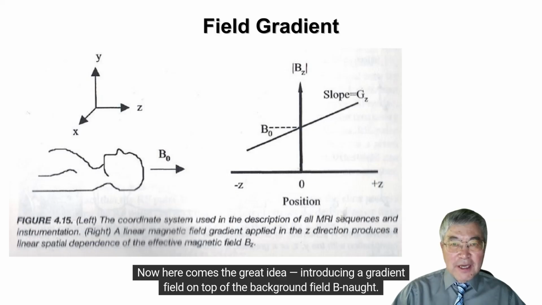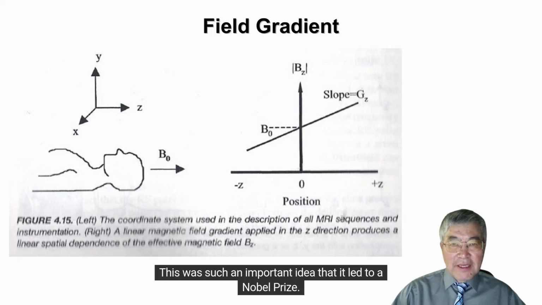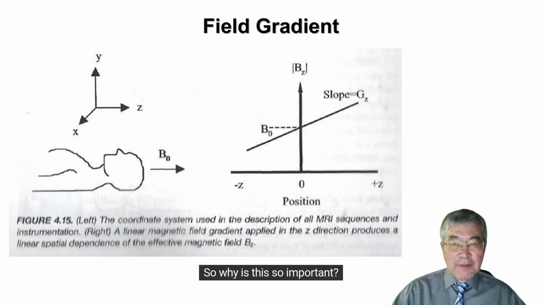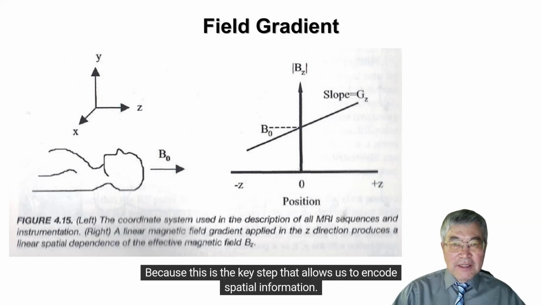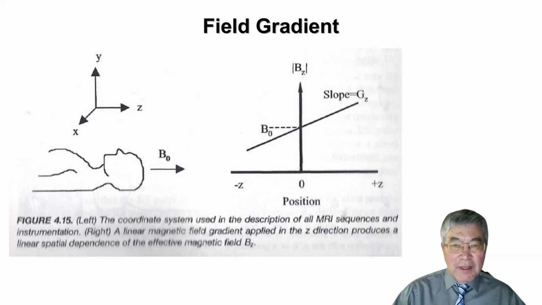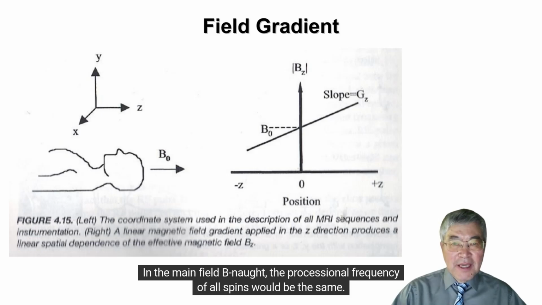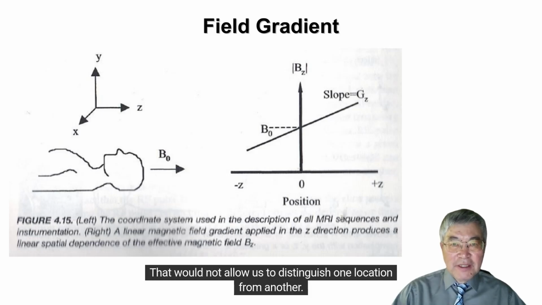Now here comes the great idea, introducing a gradient field on top of the background field B0. This was such an important idea that it led to a Nobel Prize. So why is this so important? Because this is the key step that allows us to encode spatial information. In the main field B0, the precessional frequency of all spins would be the same. That would not allow us to distinguish one location from another.